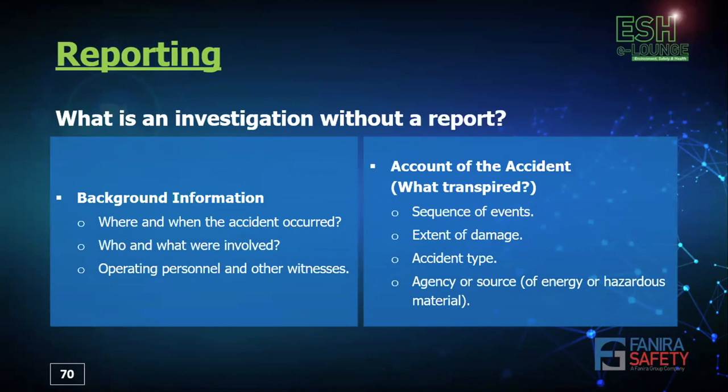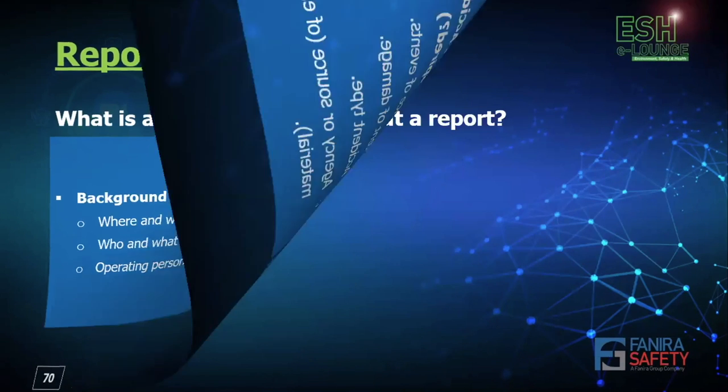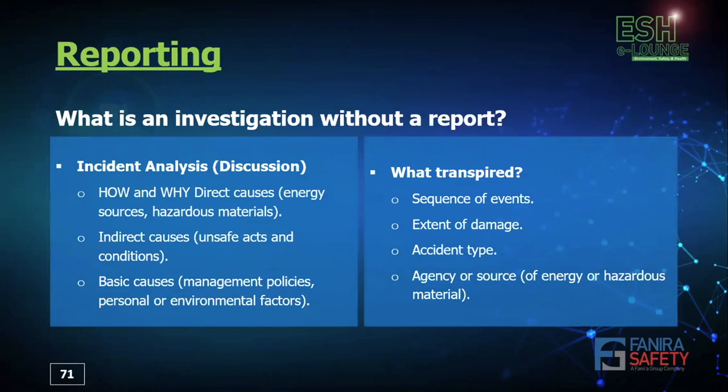Now, often, you get feedback that, oh yes, no, we looked into it and it's all verbal. Well, it's important to document these things. It's important to capture what was the background information, where and when the accident occurred, who and what were involved, the operating personnel, the witnesses, if any, account for the accident, what transpired, the sequence of events, your timeline, the extent of the damage. We're now looking at the outcomes, the level of the accident, and what were the energy sources. So it's important to give a good summary that gives a true reflection of what transpired.